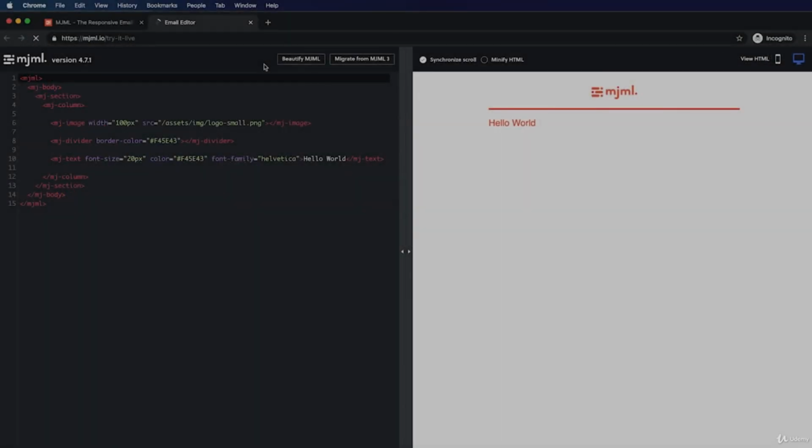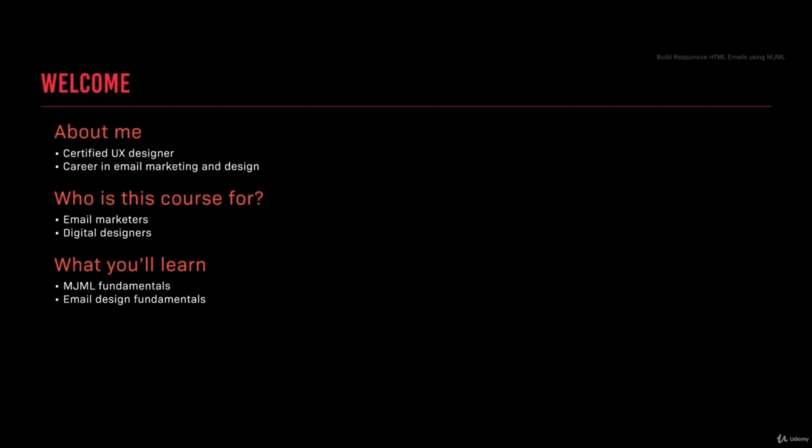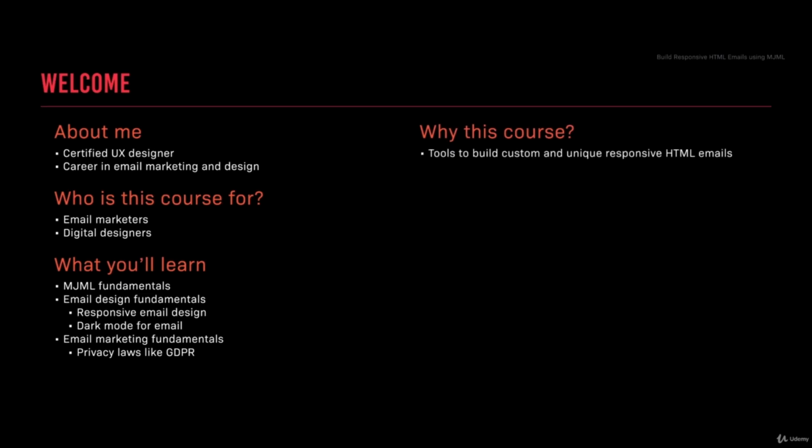What you'll learn. We'll learn about MJML and cover the fundamentals, as well as email design fundamentals, which will include responsive email design and dark mode for email. And email marketing fundamentals, which includes a brief overview of privacy laws like GDPR. Why this course? You'll have the tools to build custom and unique responsive HTML emails, as well as a foundation in email design and marketing. And by completing the quizzes and assignments, you'll have a certificate for your CV or resume.